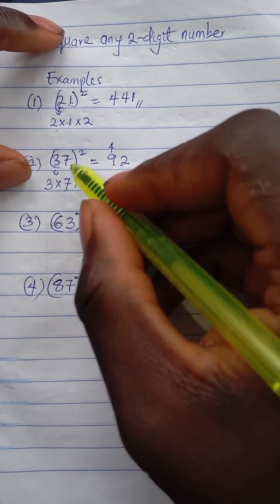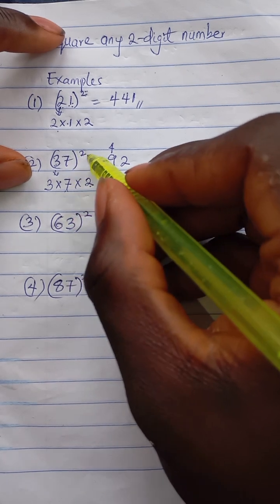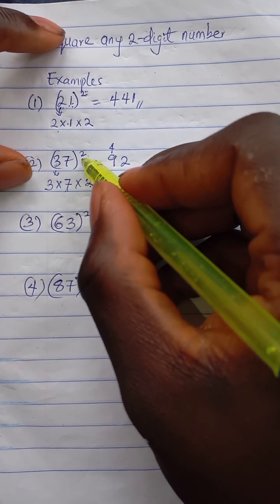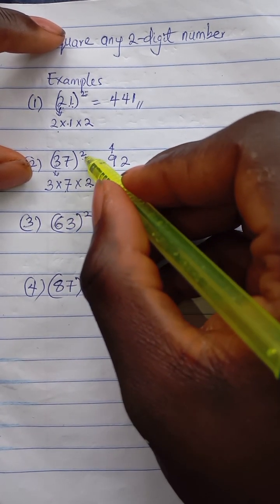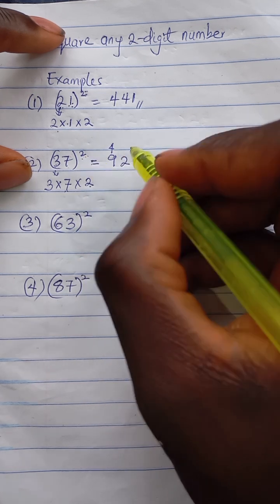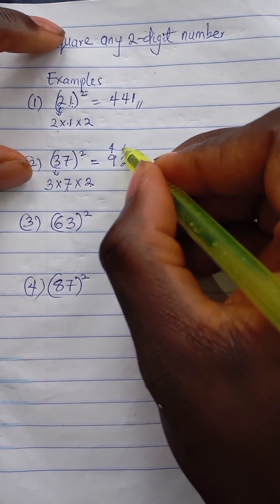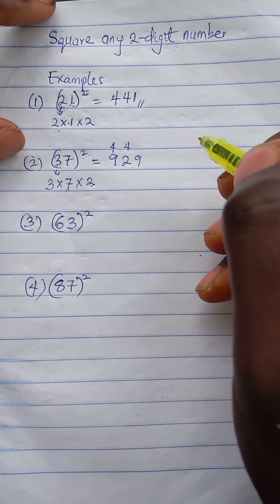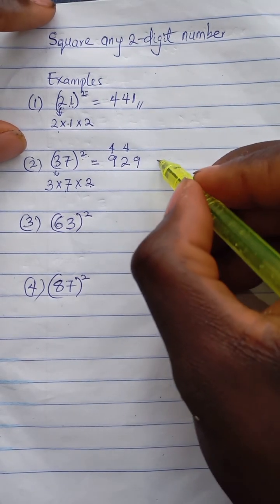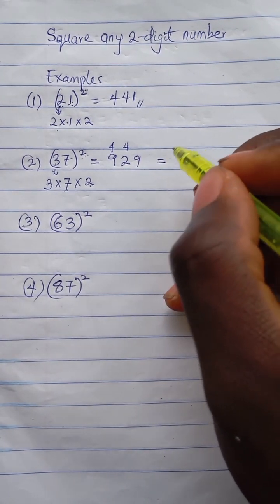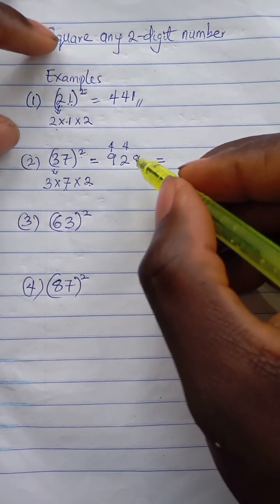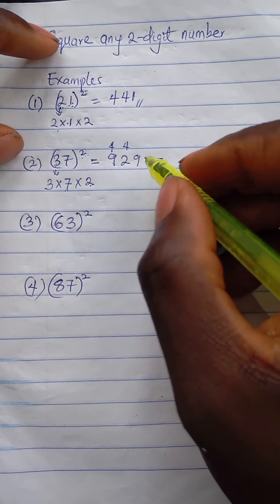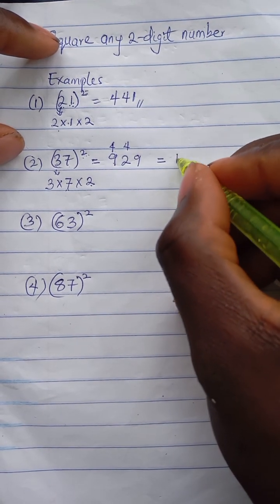See that? So the next one to do is 7 squared. And 7 squared is what? 49. Do we write 49? No, you write 9 and carry 4 over. So after that, you begin to add all the numbers you carried over. 4 plus 9 gives us what? 13. Of course, we can write 13.